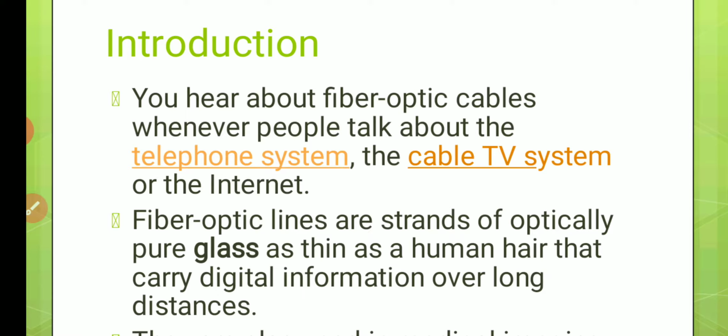So what is fiber optic cable? A fiber optic cable is essentially a light pipe that is used to carry a light beam from one place to another. That is, a fiber optic cable is simply a light pipe. It just carries light from one place to another.